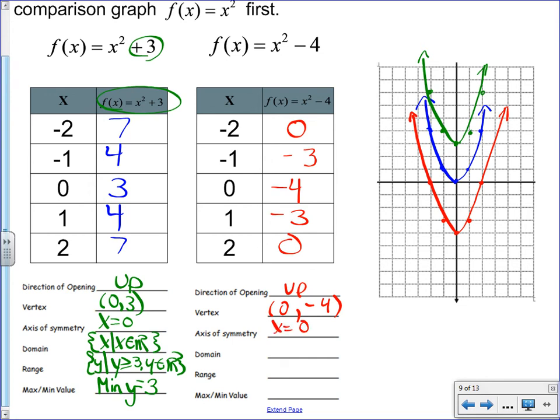Good. My domain, Robbie? x is an element of the real numbers. Oh, I wrote it twice. Good. David, does this have a maximum or a minimum? Minimum. Good. Where does the minimum occur? Negative 4. Good. Minimum at y equals negative 4. So, Nick, tell me what the range is.